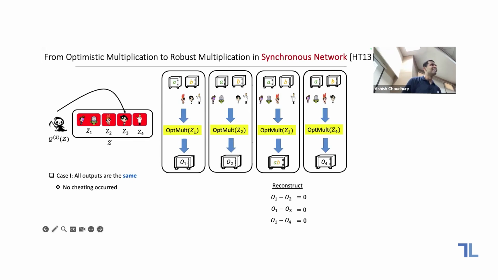The initial sharing could also be malicious. Yeah. So we will take care of that through verifiable secret sharing. Okay, that is case one.